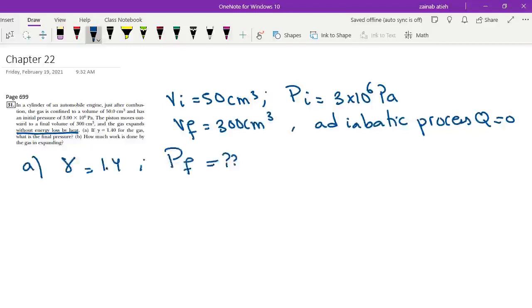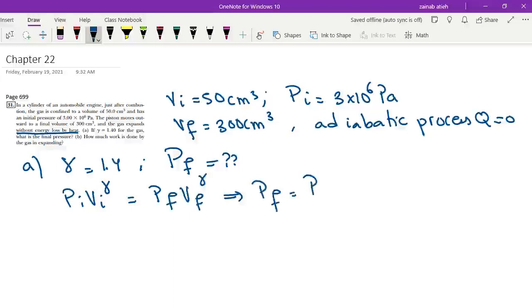To find P final, I have V initial, P initial, V final. So I will use the equation for an adiabatic process, which is the easiest one. It says P initial V initial to the power gamma equals P final V final to the power gamma. This implies P final equals P initial times V initial over V final to the power gamma.